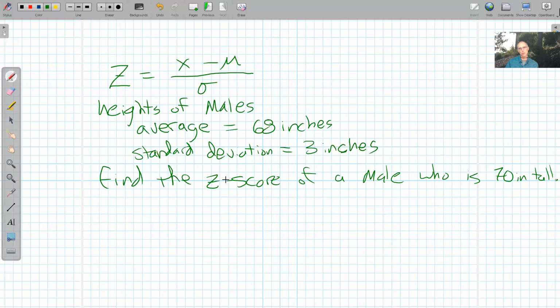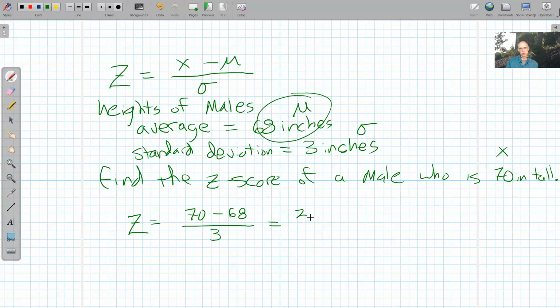So to do so, I'm trying to find z, and my formula already says z equals, and then I just plug in what I'm given. So average, well, that right there must be my mu. Standard deviation, that's my sigma in the formula. And the measurement of some individual, that's what we call an x value in this formula. So I would just enter 70 minus 68, right, x minus mu, and then divide that by 3. So 70 minus 68 is 2.